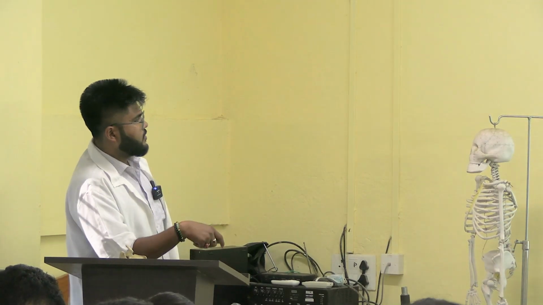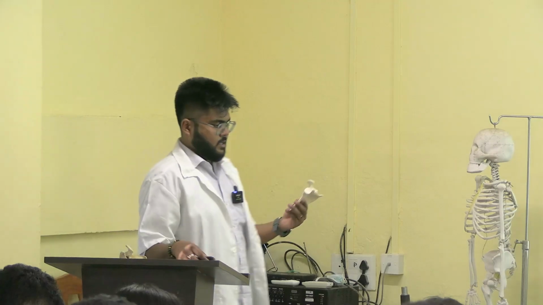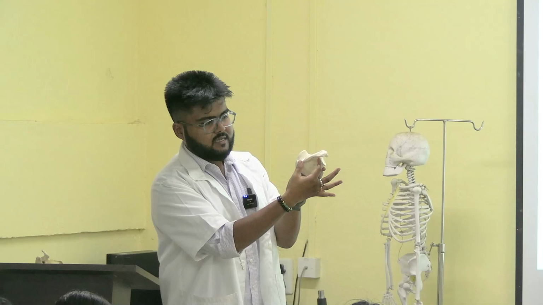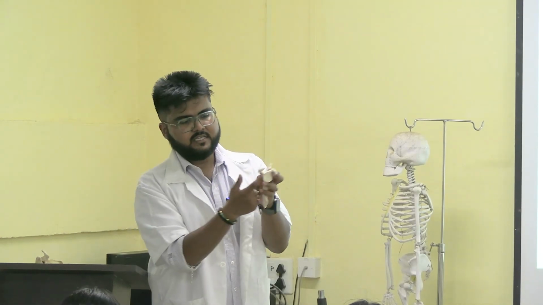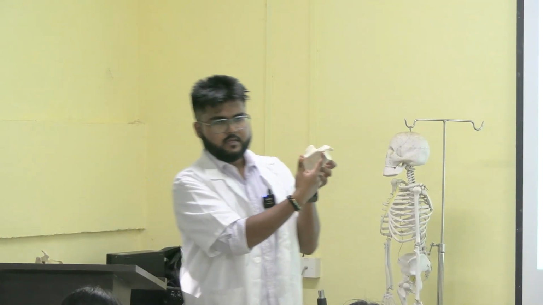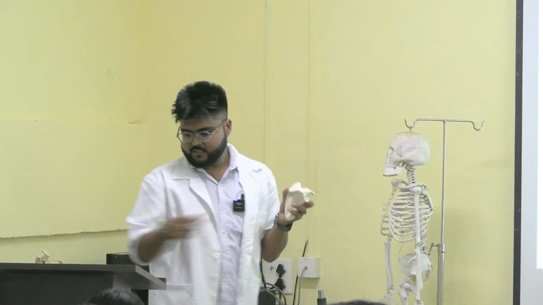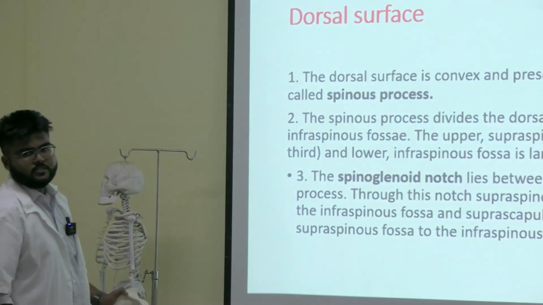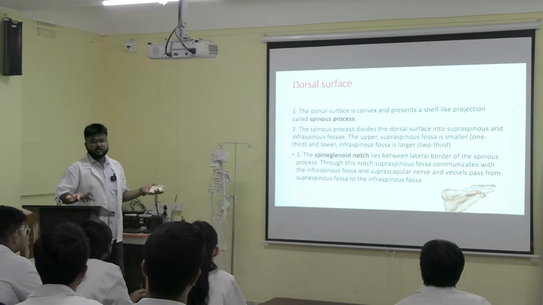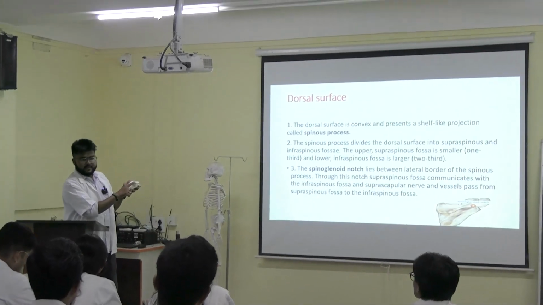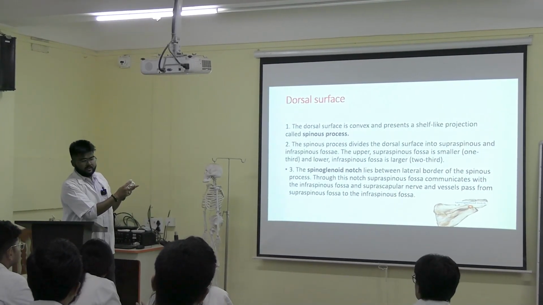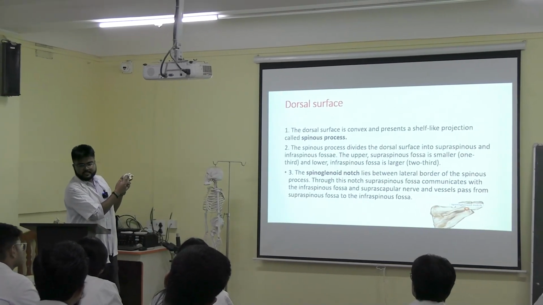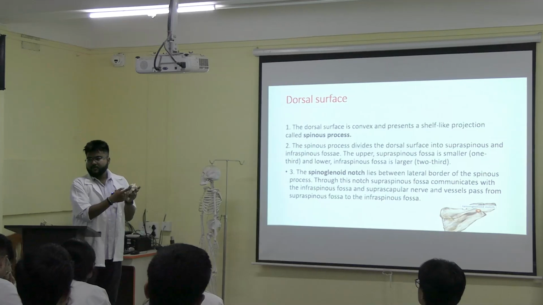These things I discussed already, but here you can see, look properly, there are two notches present. One is this, another is this. These two structures are very important. One is called the spinoglenoid notch. In the question, the answer is spinoglenoid notch. This is called the spine of the scapula, and this is your glenoid cavity. In between the spinous process and the glenoid cavity, one notch is present. This is called the spinoglenoid notch.